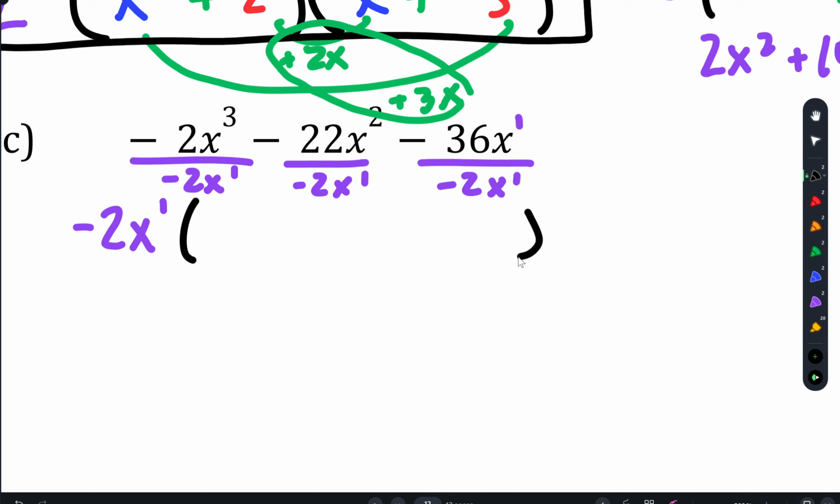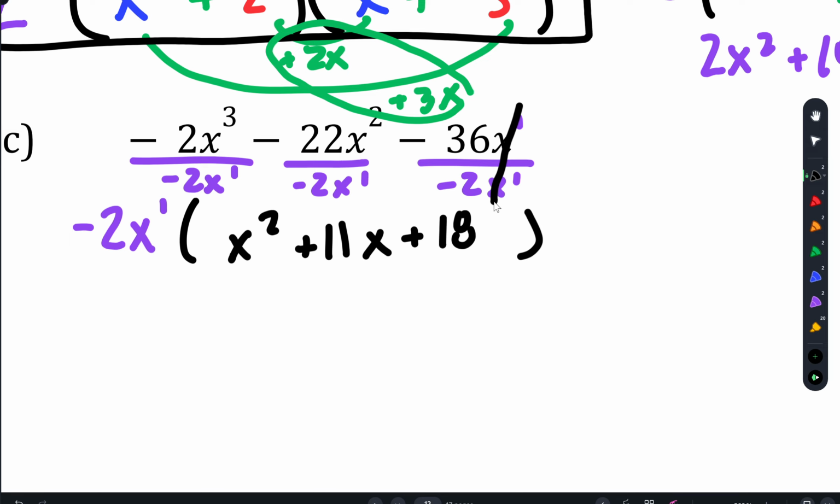And I've got some leftovers. So remember, when we're dividing out our variables, we're dividing the numbers by themselves. So negative 2 divided by negative 2 is 1. X to the third and x to the first, you're subtracting those exponents. So that's like x squared. Negative 22x squared divided by negative 2x to the first. That's going to be a positive 11x. And then a negative 36 divided by negative 2 is positive 18. And my x to the first are going to cancel out.